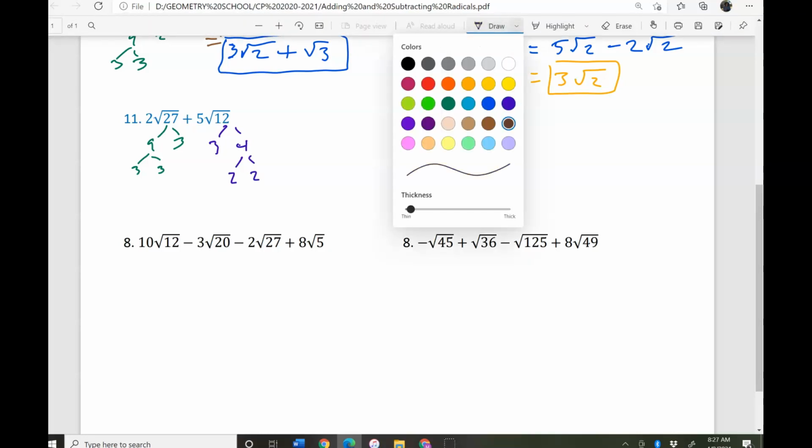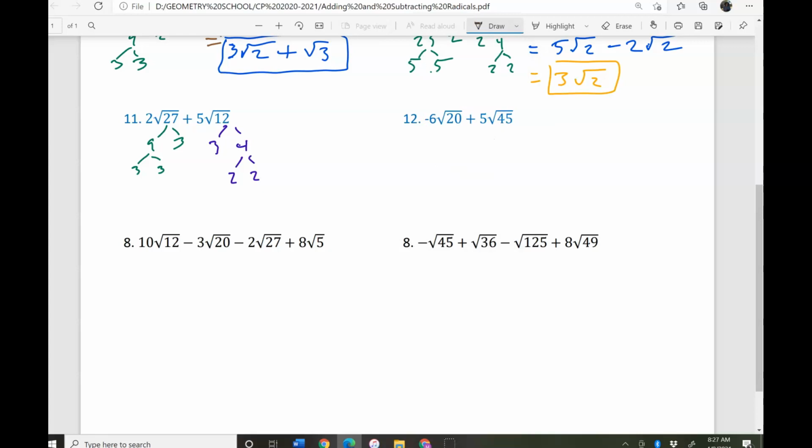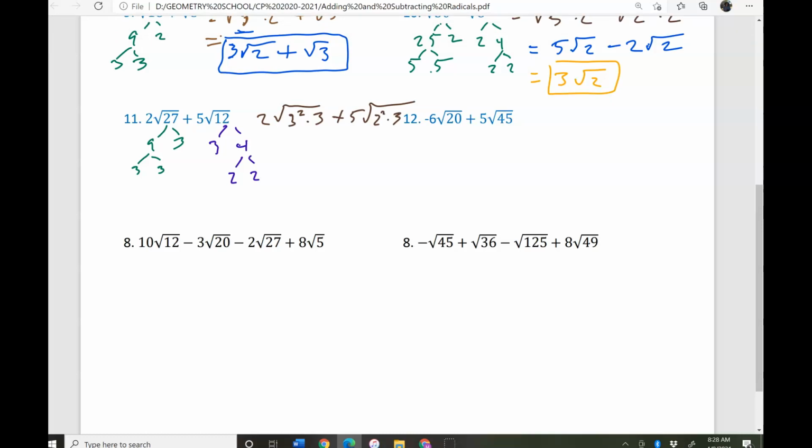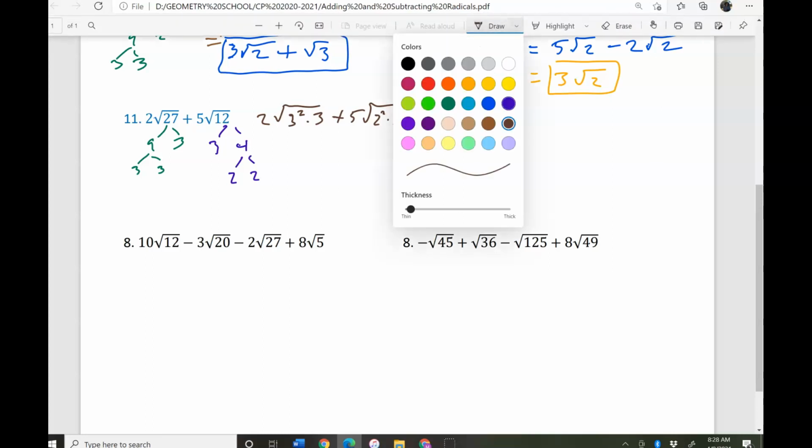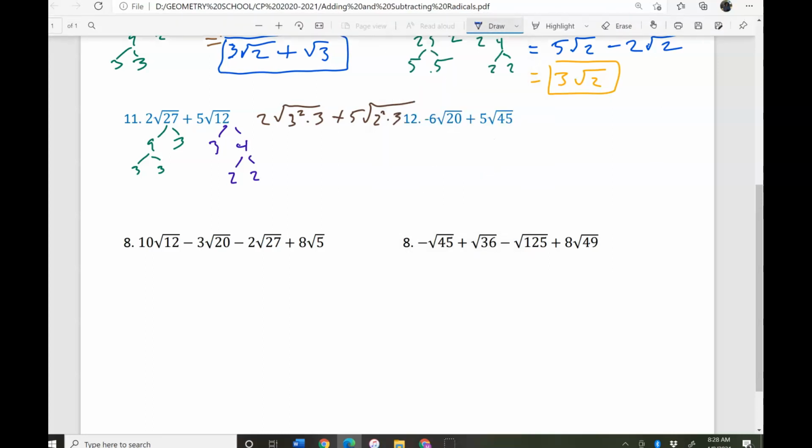So I can rewrite this as 2 square root of 3 squared times 3 plus 5 square root of 2 squared times 3. And again, those good square kids can leave the house. Those good square kids can leave the house. And if you're not a good square kid, you have to stay in the house.